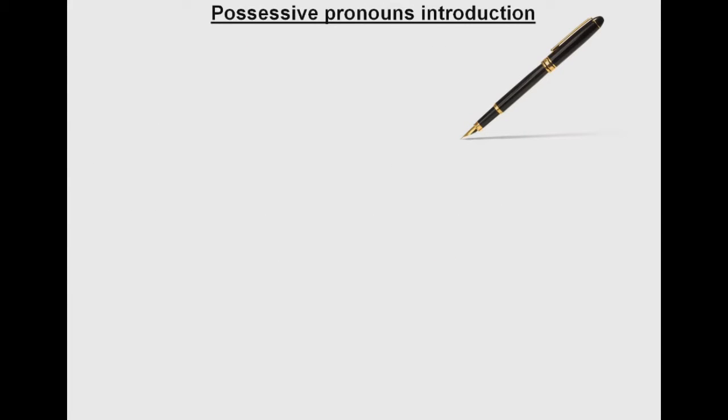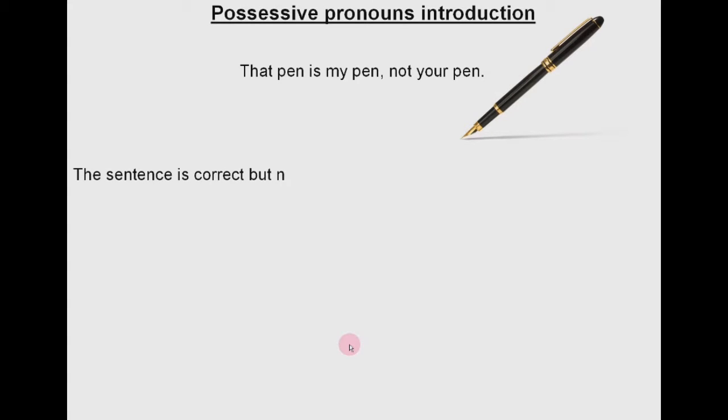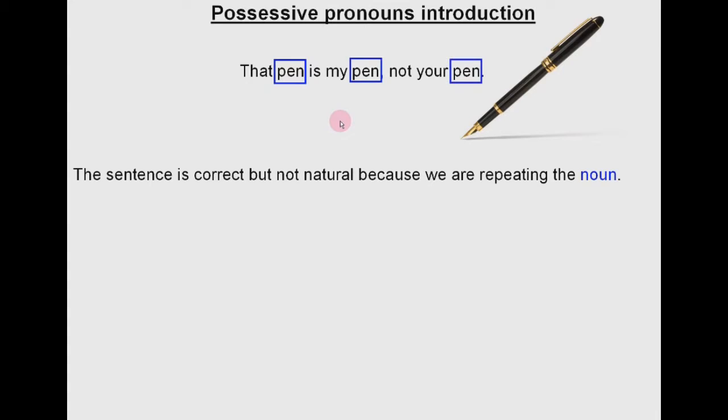So here we are with an introduction. That pen is my pen, not your pen. Now, this sentence is correct, but it is not natural because we are repeating the noun. We have the noun here, here, and also here. So we are repeating it, and it doesn't sound very good. So the sentence is grammatically correct, but it is not very good.